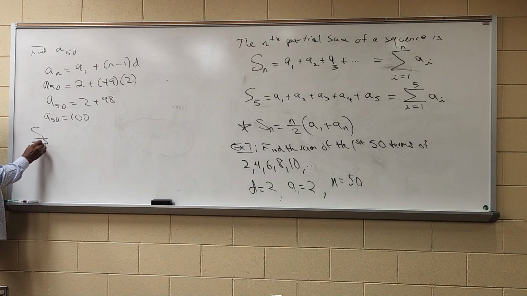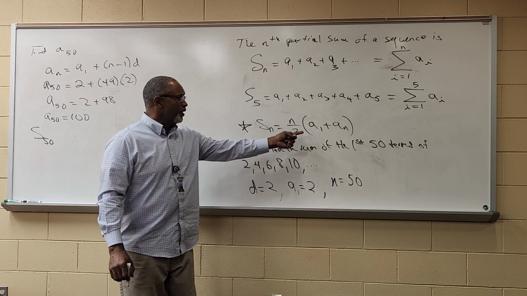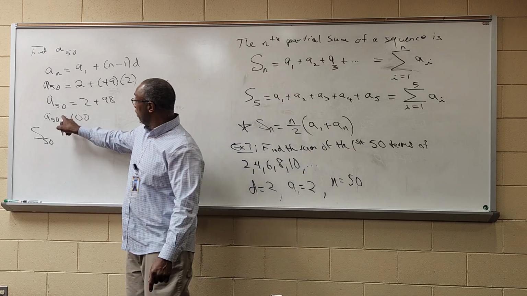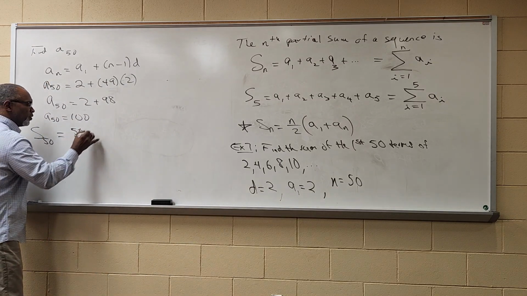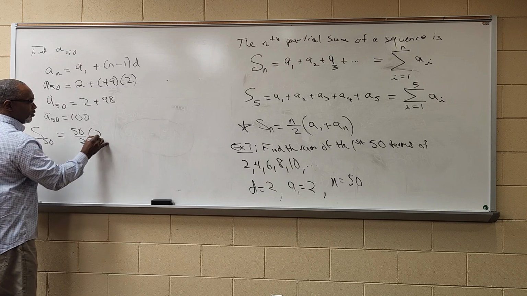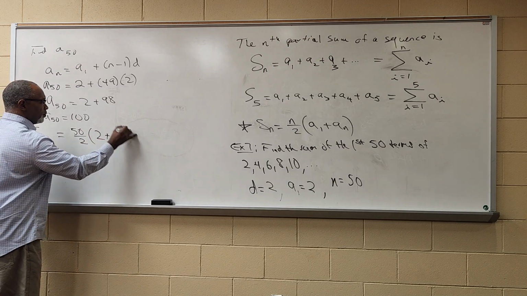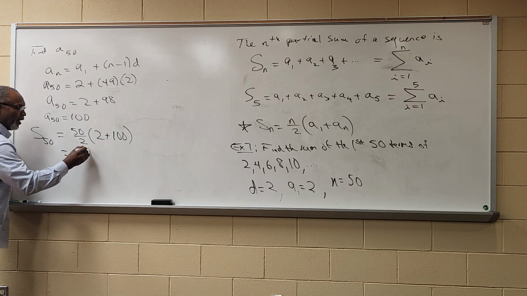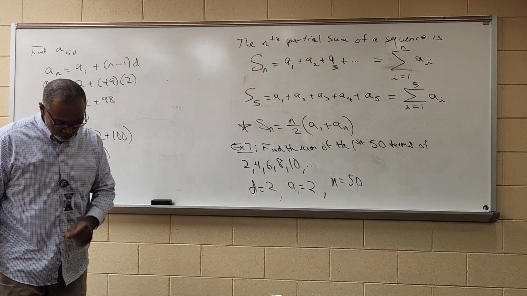So now S of 50, according to this formula, n is going to be 50, A1 is 2, A50 is 100. So n over 2, 50 over 2, times A1, which was 2, plus A50, which is 100. Okay? So this is 25 times 102.